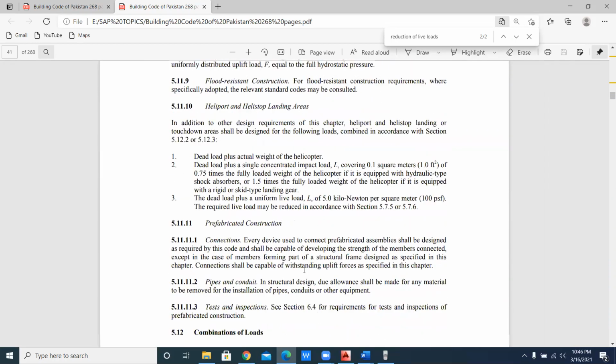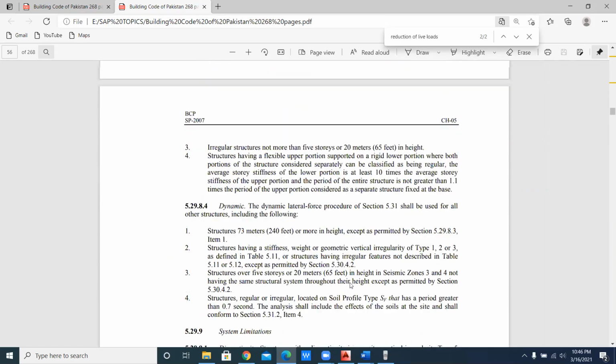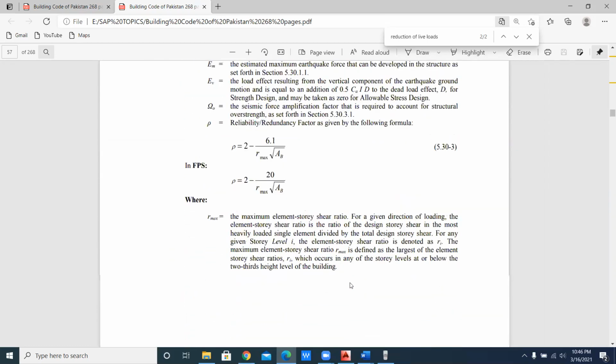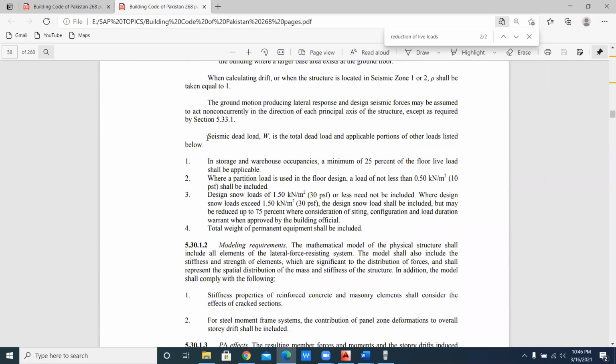We go to 525 here, this one 22 and this one 25. Whereas we follow this technique. This code says that the seismic dead load W is the total applicable portion of the dead load; in storage and warehouse occupancies, a minimum of 25% of the live load shall be applicable. It means that we only allow 25% for the storage load. Where partition load is used, for floor grid a load not less than 0.50.